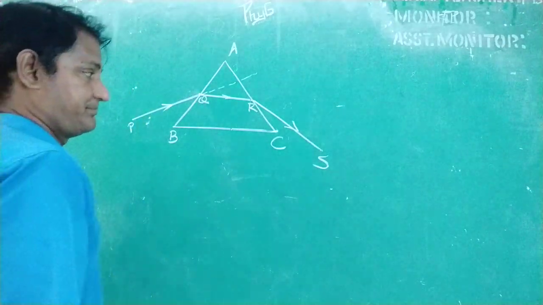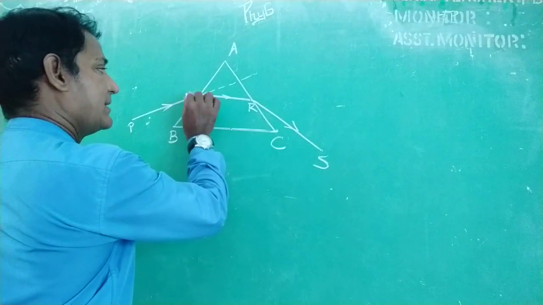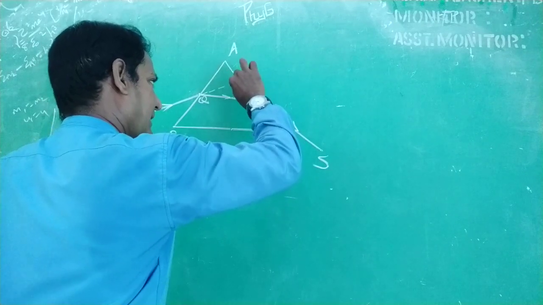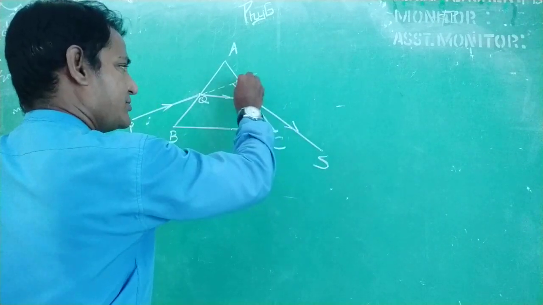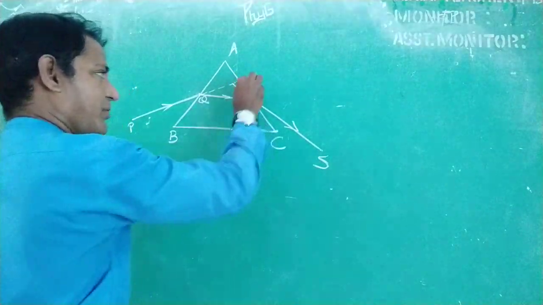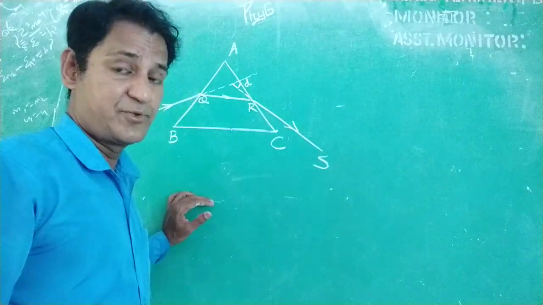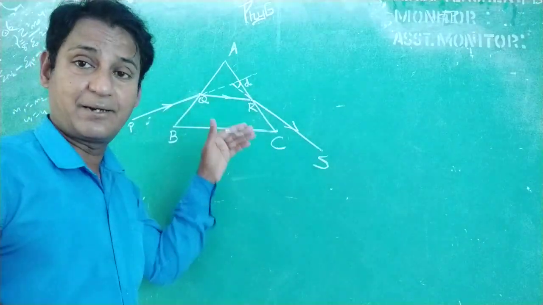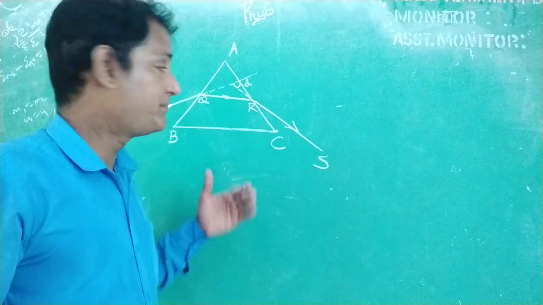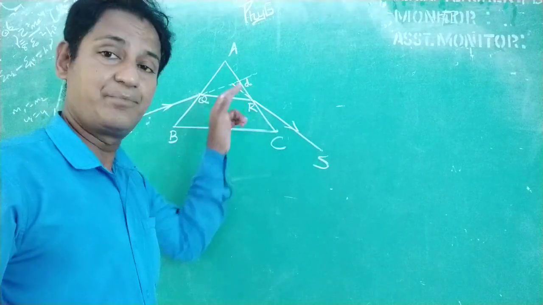Refracting face. Now I am extending the PQ along this direction and extending the RS along this direction, so that it makes a small angle called small d. This small d is called the angle of deviation. When light is getting refracted, it means it is getting deviated from its straight path, and the angle of deviation will be small d here.